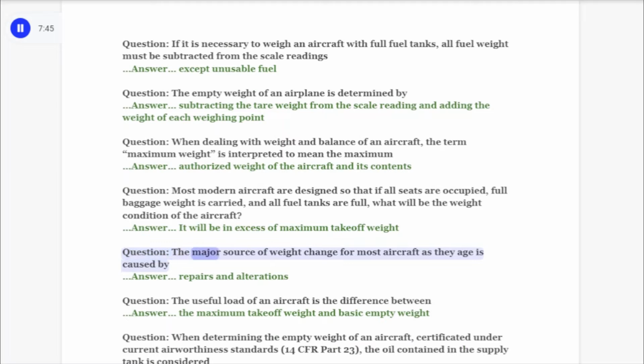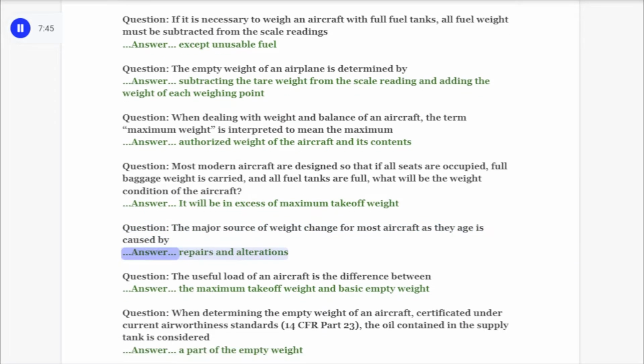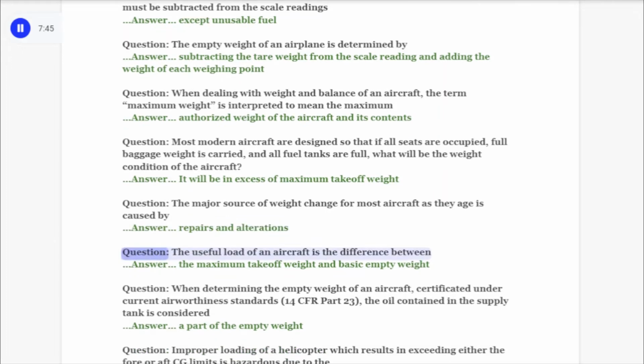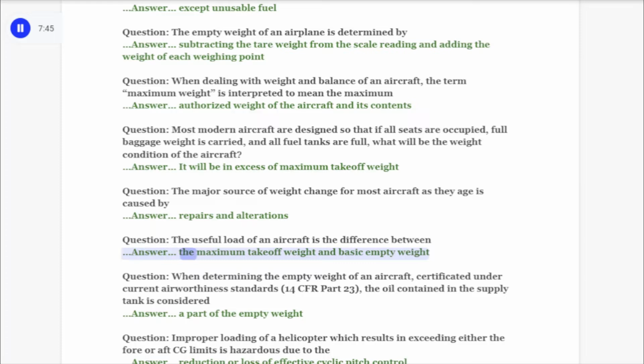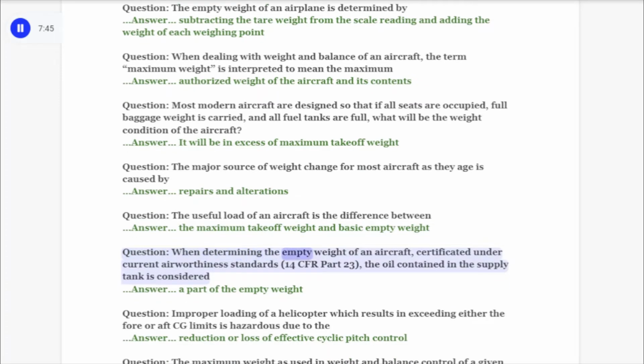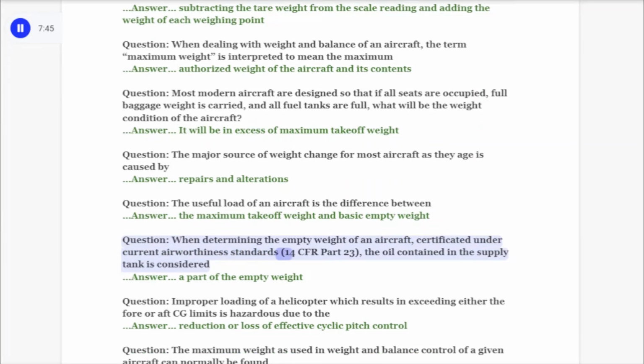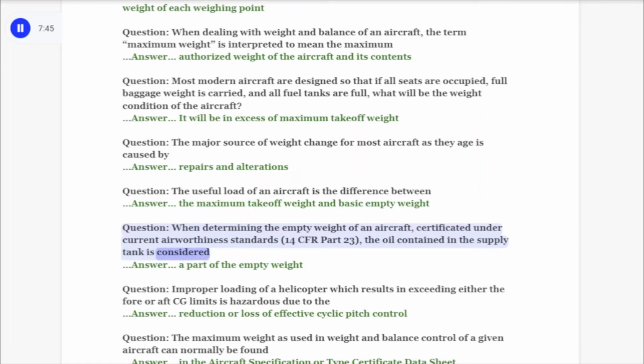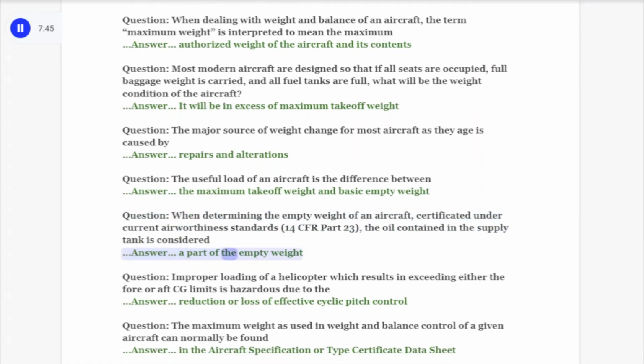Question. The major source of weight change for most aircraft as they age is caused by. Answer. Repairs and alterations. Question. The useful load of an aircraft is the difference between. Answer. The maximum takeoff weight and basic empty weight. Question. When determining the empty weight of an aircraft, certificated under current airworthiness standards, 14 CFR Part 23, the oil contained in the supply tank is considered. Answer. A part of the empty weight.